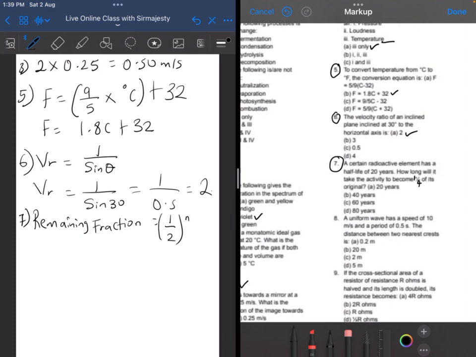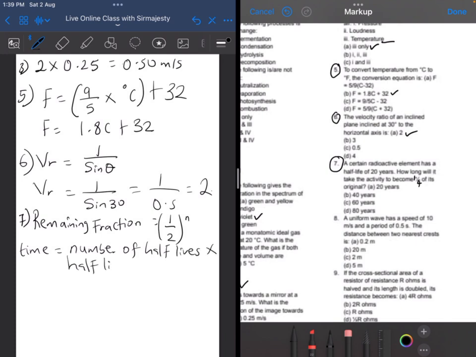Remember, this n here is the number of half-lives. Let me highlight it. This n is the number of half-lives. Okay, and remember, total time is equal to what? Total time, let me use my pen. Time is equal to the number of half-lives multiplied by the half-life duration.